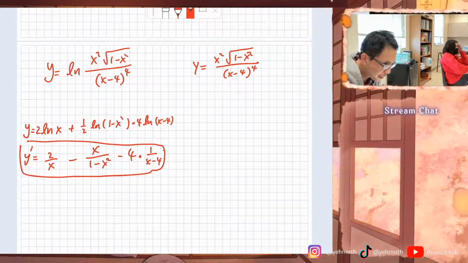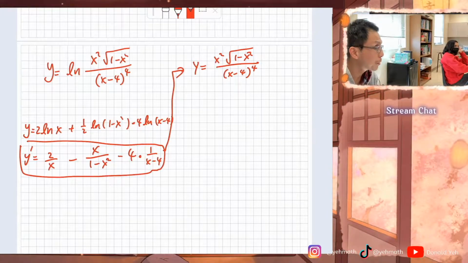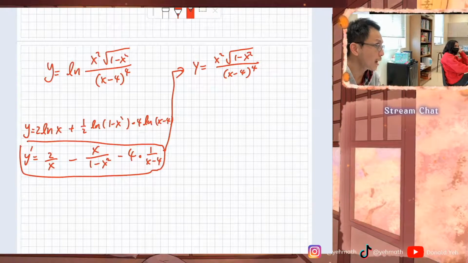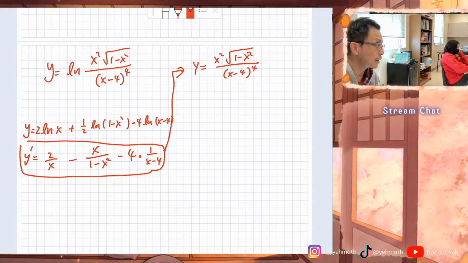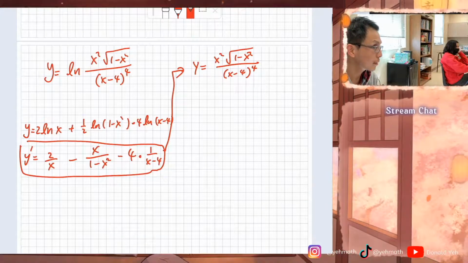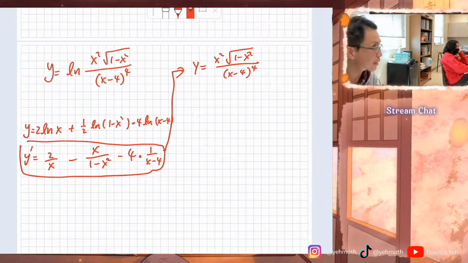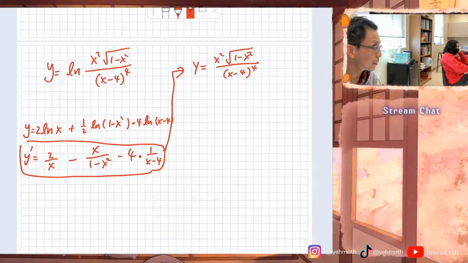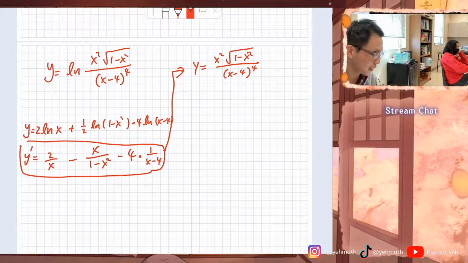What's the difference between this one and this one? What's the major difference? It doesn't have an ln. And then if you take a derivative, what do you have to do? Quotient, chain, and product. Because derivative of the numerator is a product. Derivative of the bottom is a chain. Derivative top and bottom is quotient. It's just a very massive ugliness.